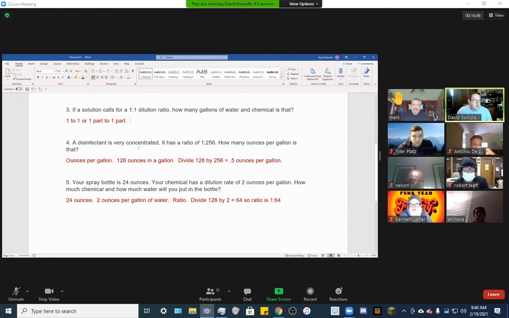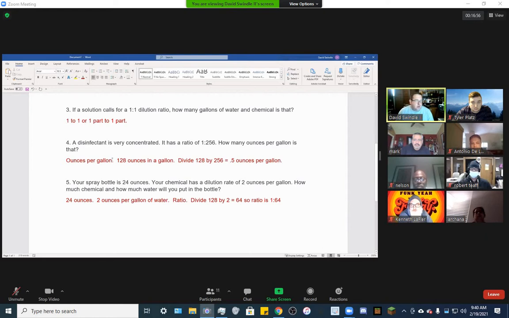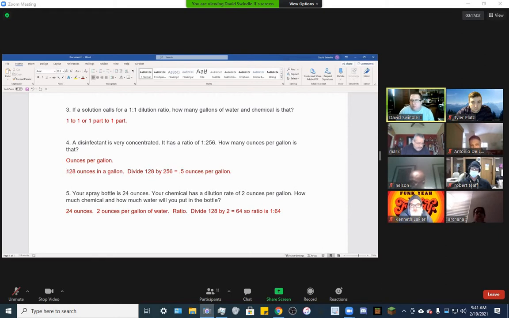Okay. So again, the same one on number 4. How many ounces per gallon is this? So we're going to do the same thought process. We're looking for ounces per gallon. We know that there's 128 ounces in a gallon, right? So now we have this really odd one. It's bigger than 128. It's 256 parts, okay? So a lot of water, a very little amount of chemical. We're still going to divide. It is still the same concept. Doesn't matter what this number is.